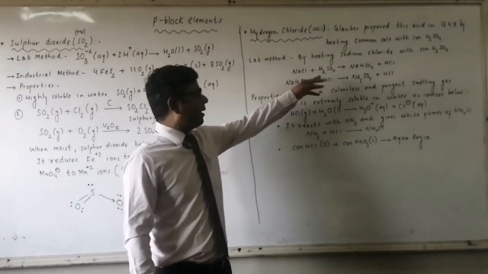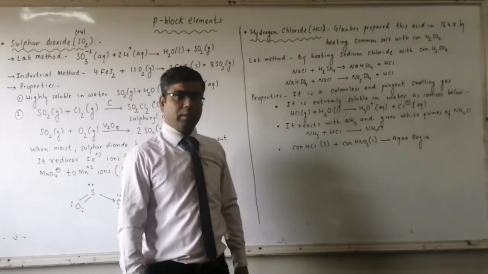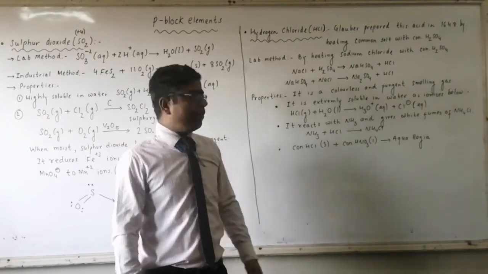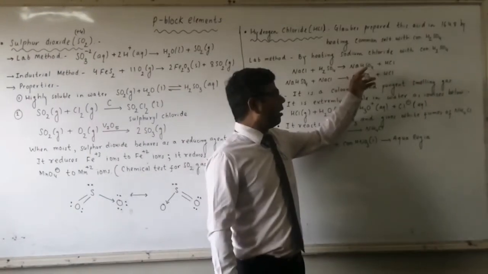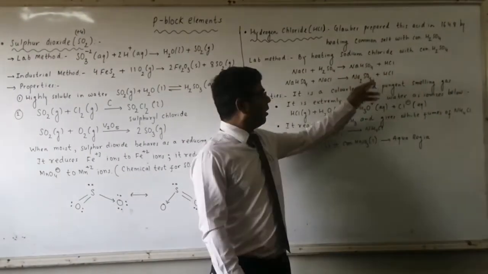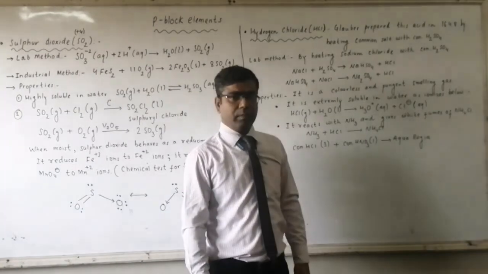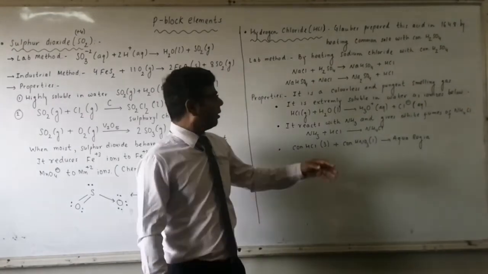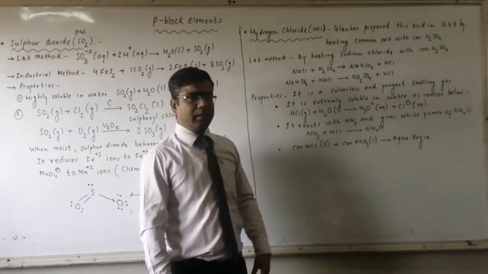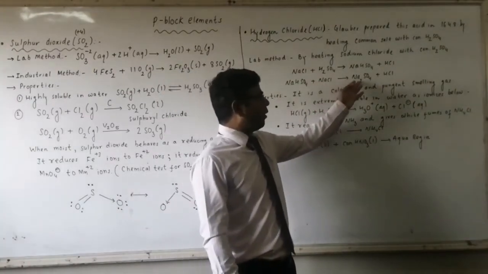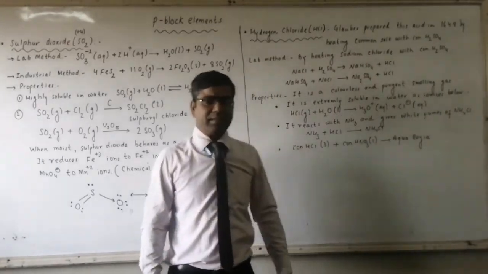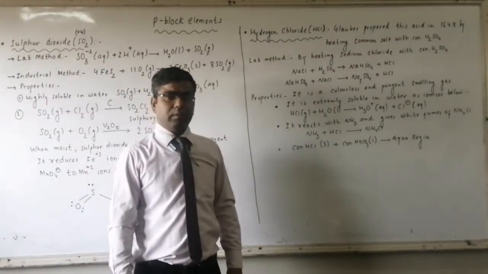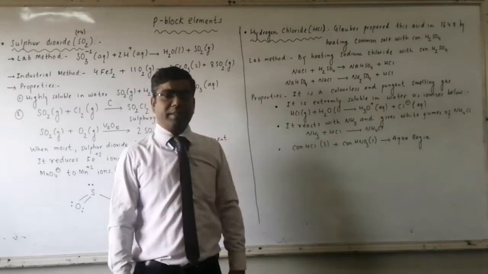So NaCl when heated with H2SO4 forms sodium hydrogen sulfate with HCl. And this salt with NaCl again forms Na2SO4 with the release of HCl gas. So the reaction gets completed in two steps.